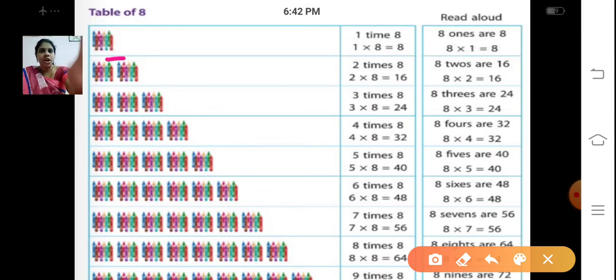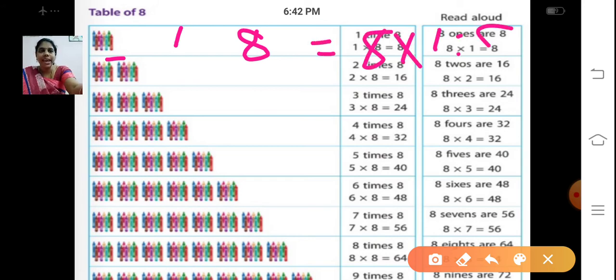How many crayons, how many groups are there? Here we have only one group. In each group, count and tell me how many crayons are there. 1, 2, 3, 4, 5, 6, 7, 8. In each group we have 8. So now altogether how many crayons do we have? 8 crayons. So one time we have 8. So 8 ones are 8.